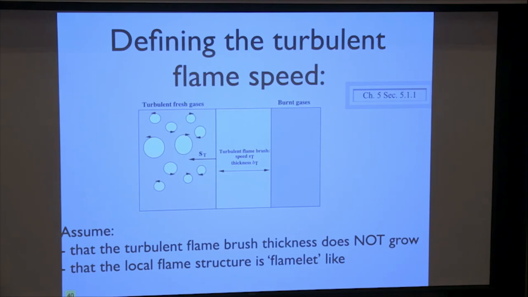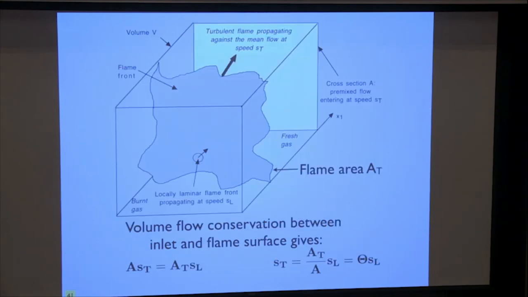In other words, the flow rate entering here must be burned inside the flame. And if you accept that, you can write a conservation equation saying that through this square, I am entering a flow rate, which is the turbulent flame speed multiplied by A, where A is the surface of this square. Where does this flow go?